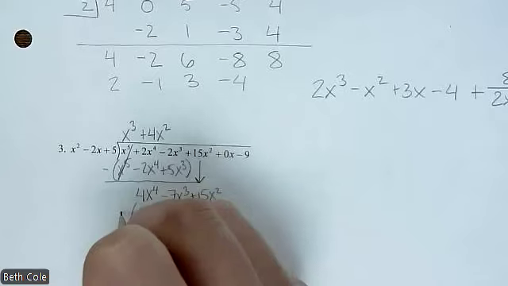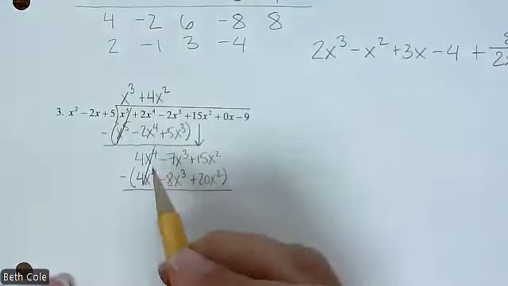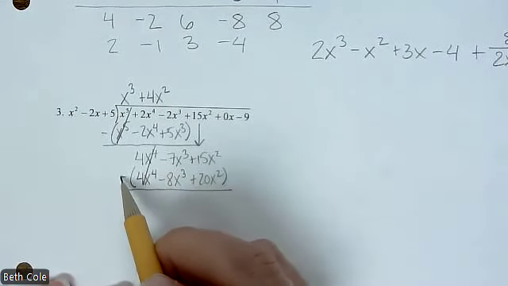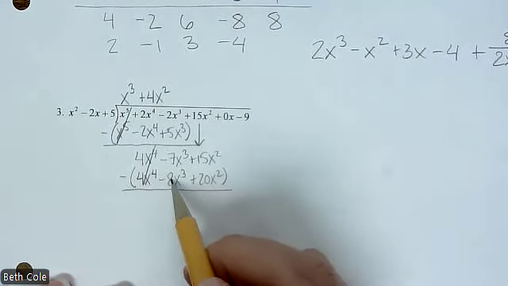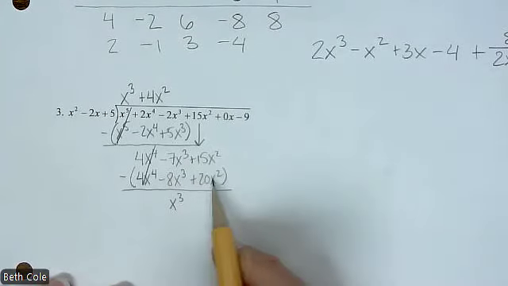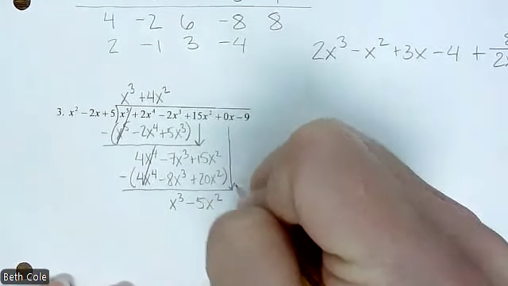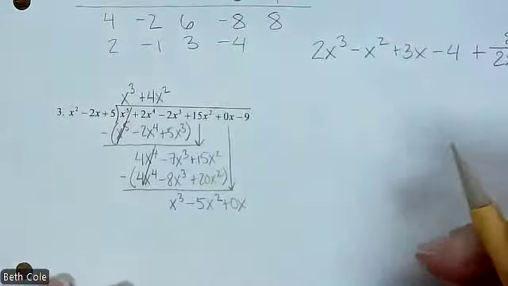Give it a hug and subtract it. Again, the first term is going to go away. This is -7. It's going to be plus 8 minus a -8. So 1x to the 3rd. This is 15 minus 20, so -5x squared. I'm going to bring down the 0x. I'm going to do it all over again.